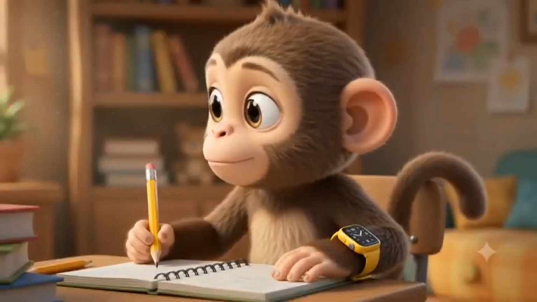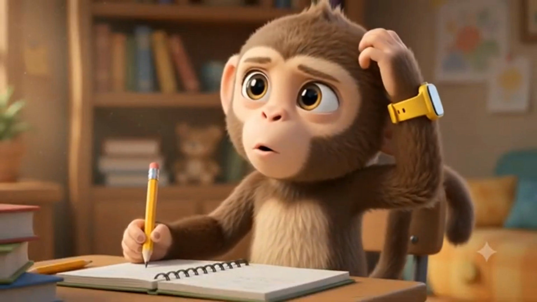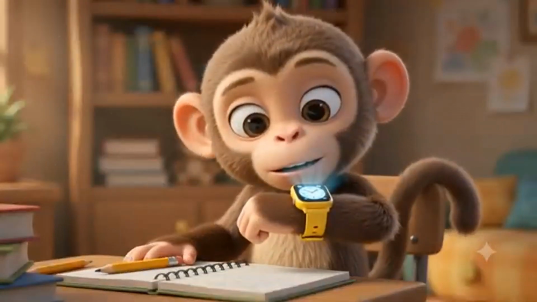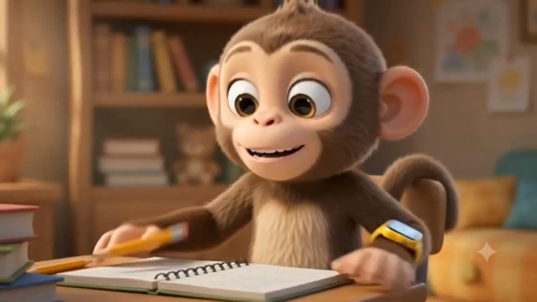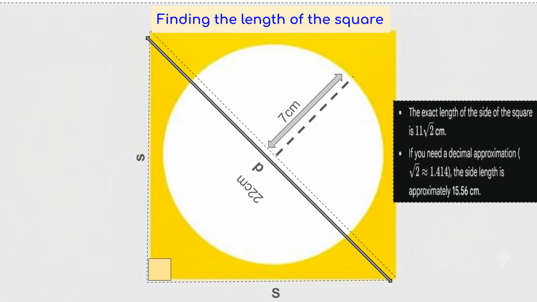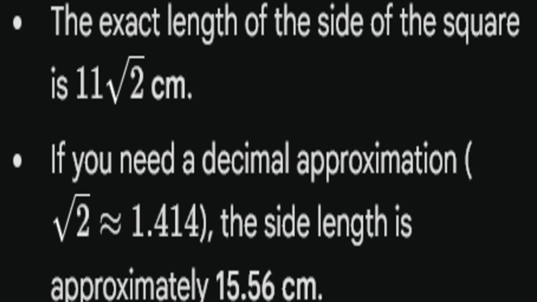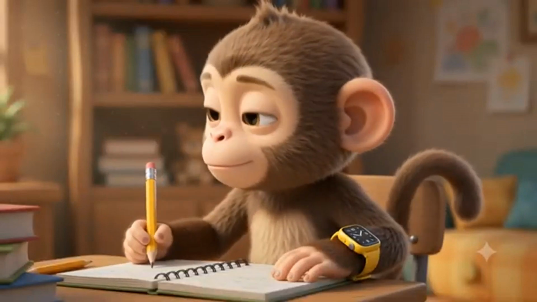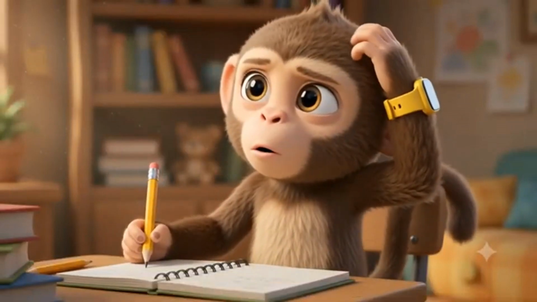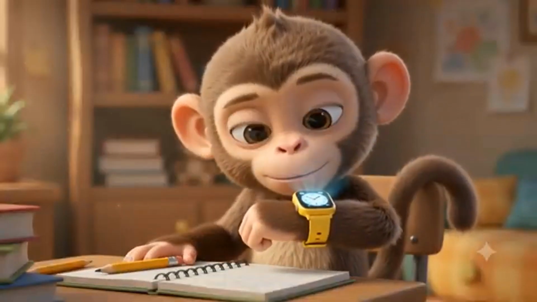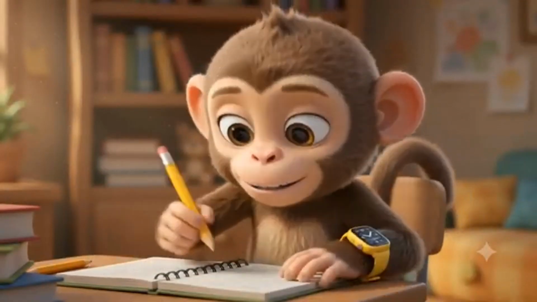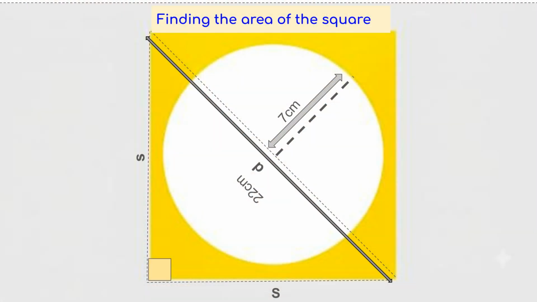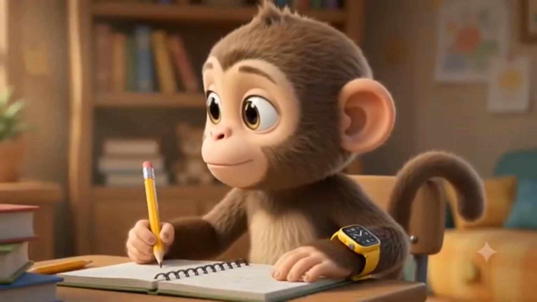Now that we have the side length of the square, let's proceed to calculate its area. The area of a square is calculated by squaring its side length. So we multiply 11 times the square root of 2 by itself. This simplifies to 121 times 2, which is equal to 242 centimeters squared.